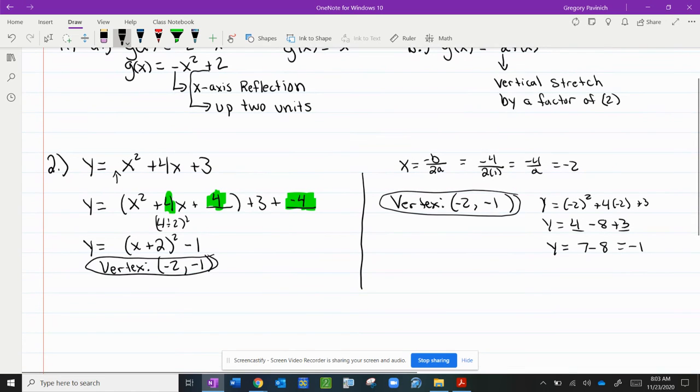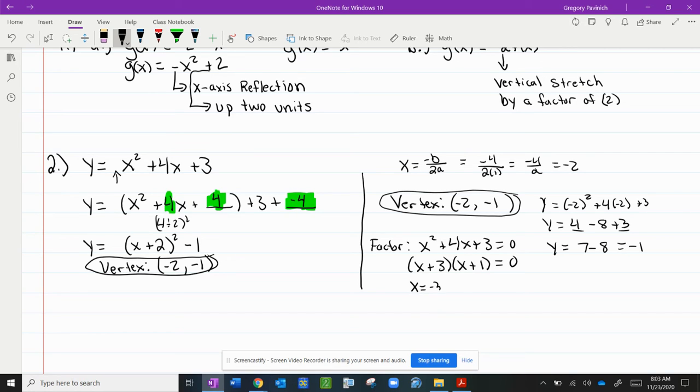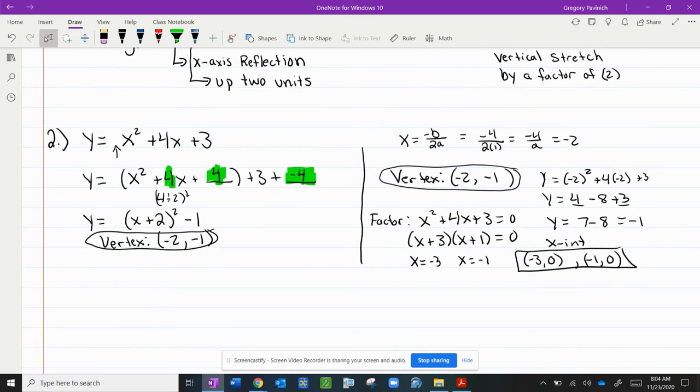And for the x-intercepts, you could factor or use the quadratic formula, right? So x-intercepts are where my y is 0. I'm going to set my y equal to 0. And this is a nice factor. If it wasn't nice and factorable, then I would definitely use the quadratic formula. And there's my y's being 0, right? That's the reason I said equal to 0. Those are my x-intercepts.